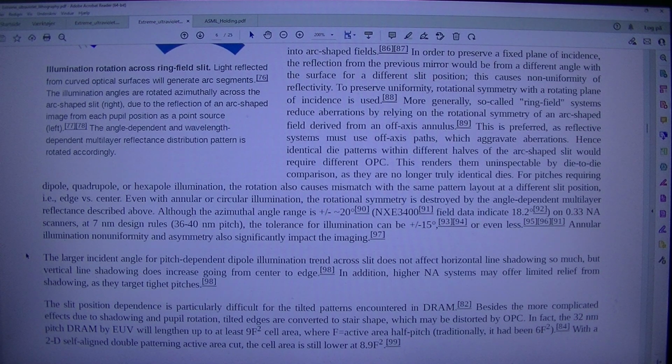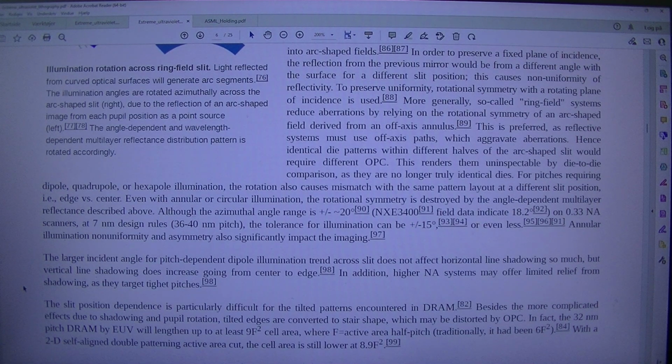In addition, high NA systems may offer limited relief from shadowing, as they target tighter pitches. The slit position dependence is particularly difficult for the tilted patterns encountered in DRAM. Besides the more complicated effects due to shadowing and pupil rotation, tilted edges are converted to stair shape, which may be distorted by OPC.